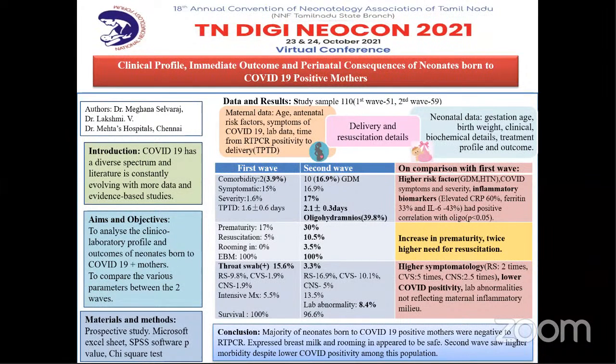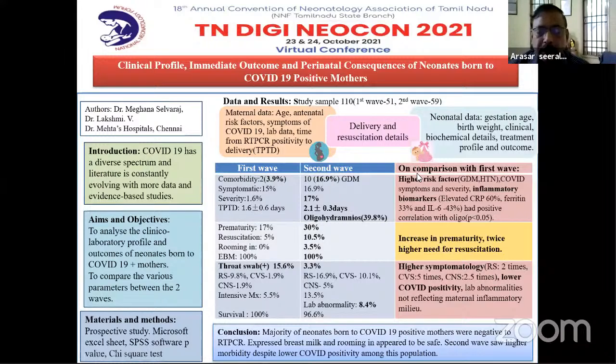The strength of our study was that it included data from both the first and second wave, and we compared both the maternal and neonatal data. We did have a limitation in that we did not evaluate for COVID-19 in the gastric aspirate or the urine of the neonate because there was insufficient evidence for the same. Thank you.